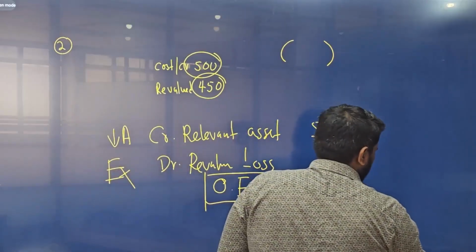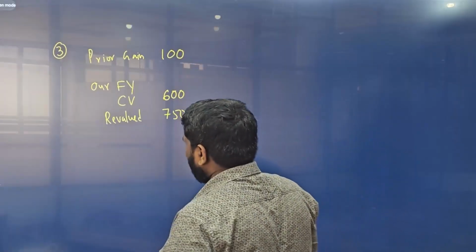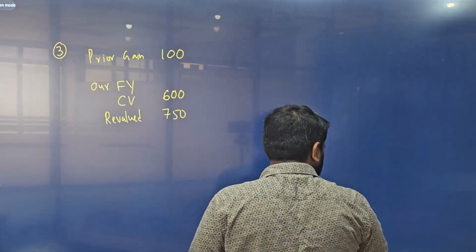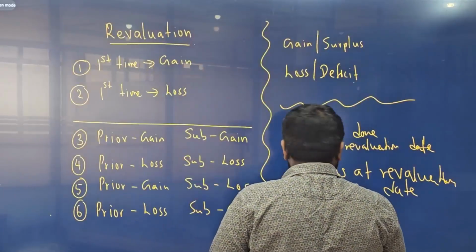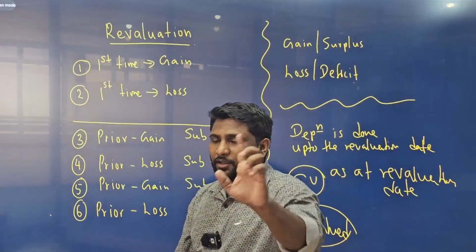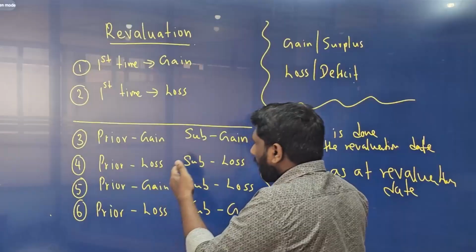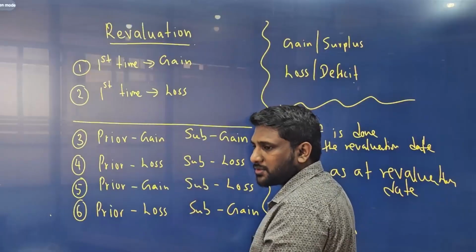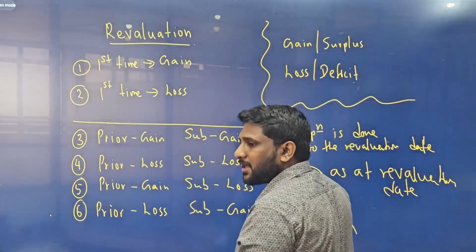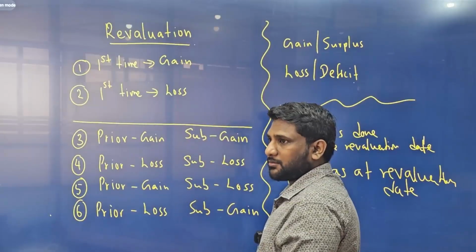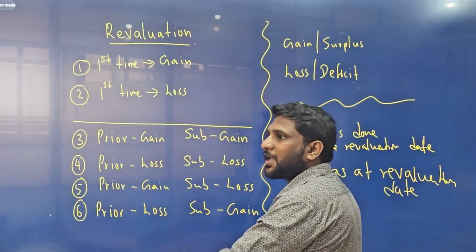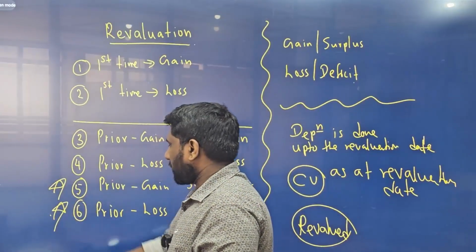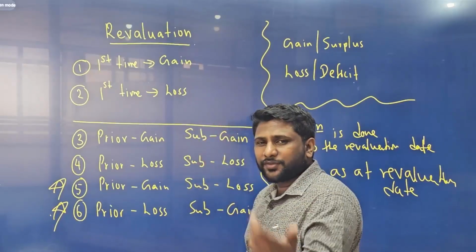Now let's get into the next question. In this question, what they're telling is, so this is also a very simple one. So before getting into the question 3, 4, 5, 6, I'll tell you one thing. When you are doing the subsequent revaluation, always you have to see what has happened in the prior revaluations. You'll understand it when it comes to the fifth one and the sixth one, because the fifth one and the sixth one is the area where most of the students are going wrong.